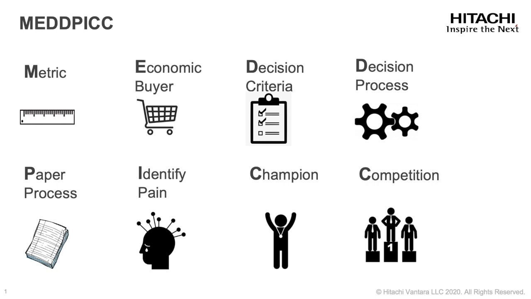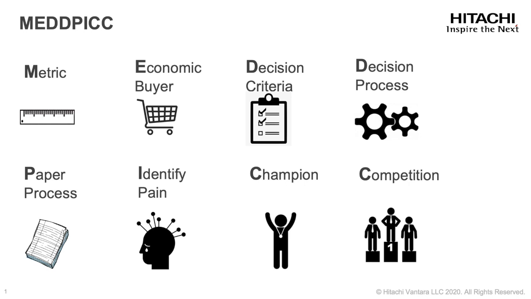The first D is decision criteria, where we look at their technical, vendor, and financial criteria. The next D is the decision process. Then what happens? What are our points of definition, validation, and approval? Then the paper process. Do we actually know who's signing, when they're signing, and what the steps are in the legal process? I is to identify pain.